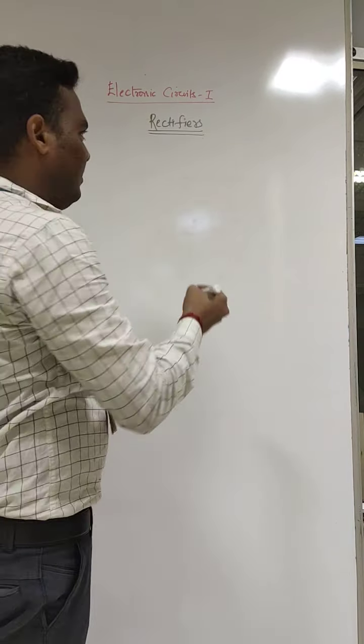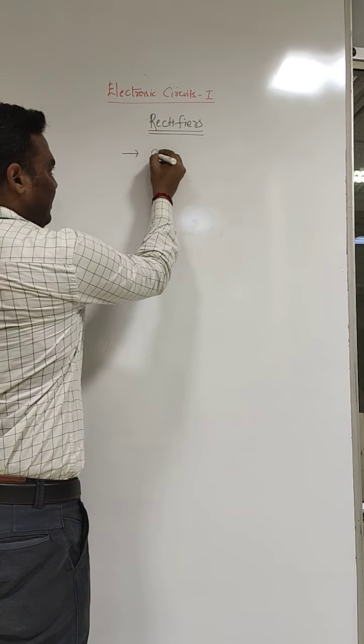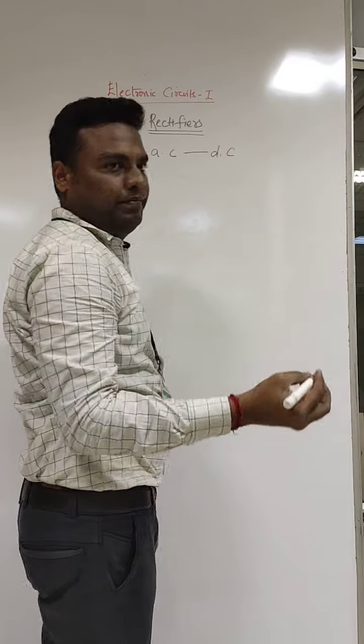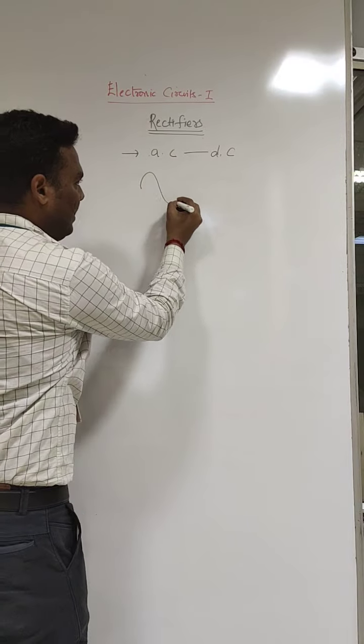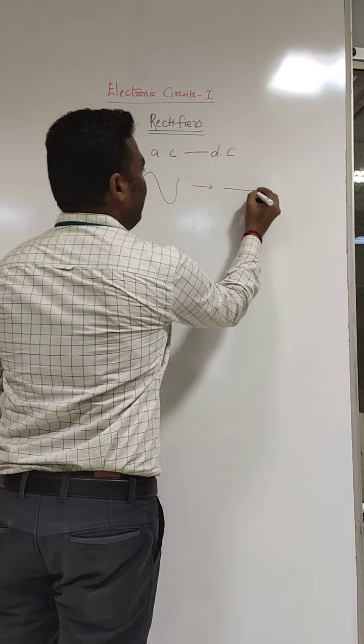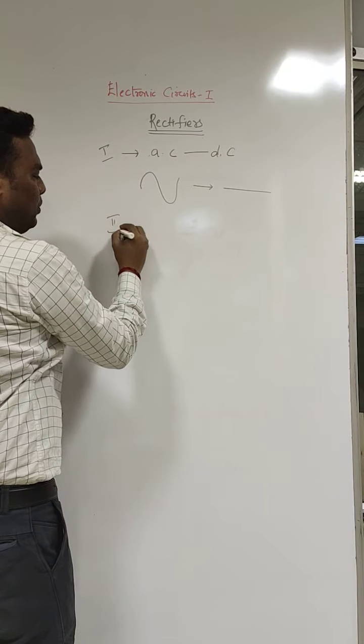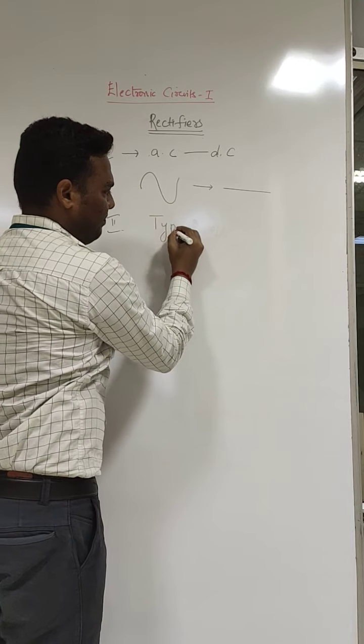What is a rectifier? A rectifier converts an AC signal to a DC signal. When you give an input signal as AC, you are going to convert it into a DC signal. This is point number 1. Point number 2, types of rectifier.